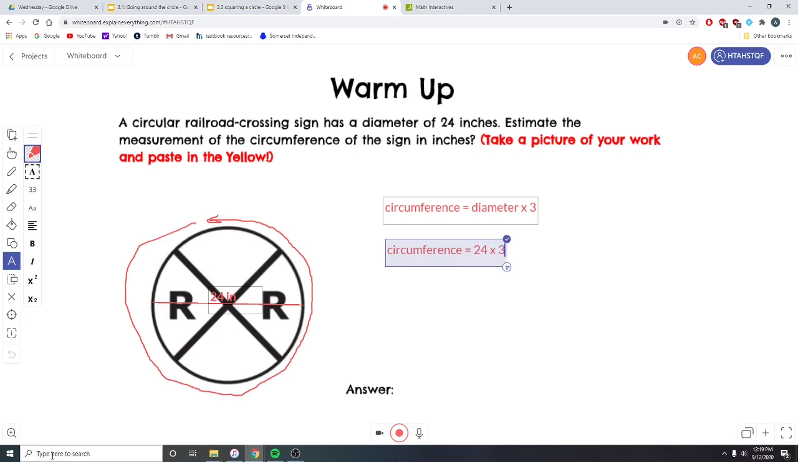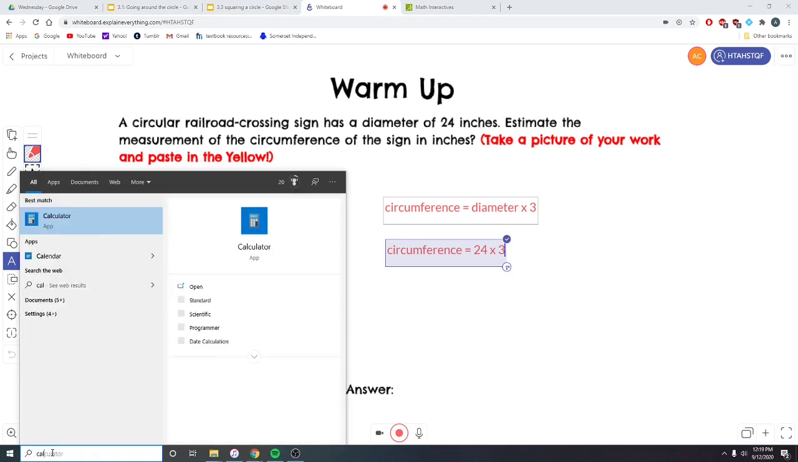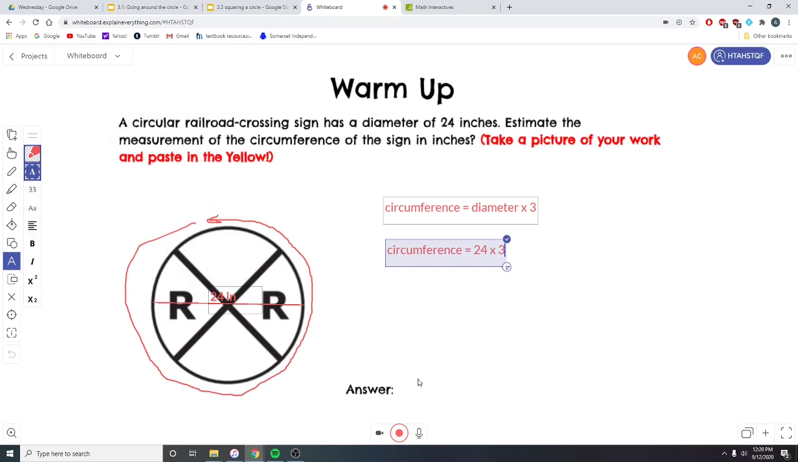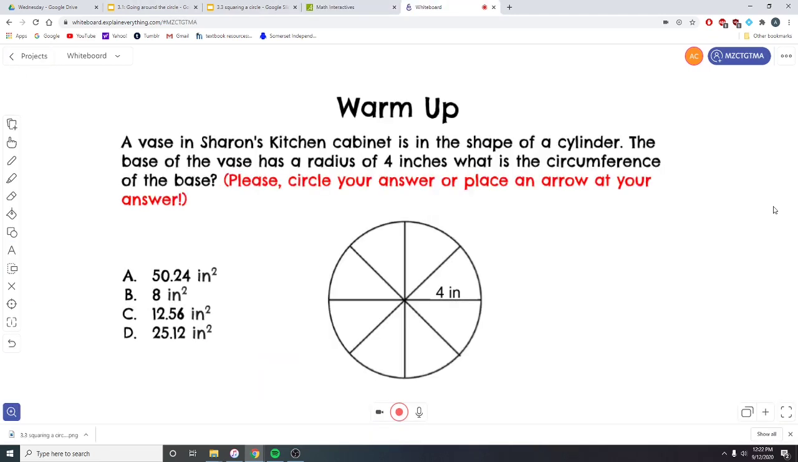Again, if you don't know how to do that, calculator, right? 24 times 3 gives us 72. So our answer is about 72. It's not exact. This is an estimate of what it is around that circle. And I'm going to tell you why an estimate is pretty good to use when it comes to these kinds of questions. All right, so let's look at the second warm-up.